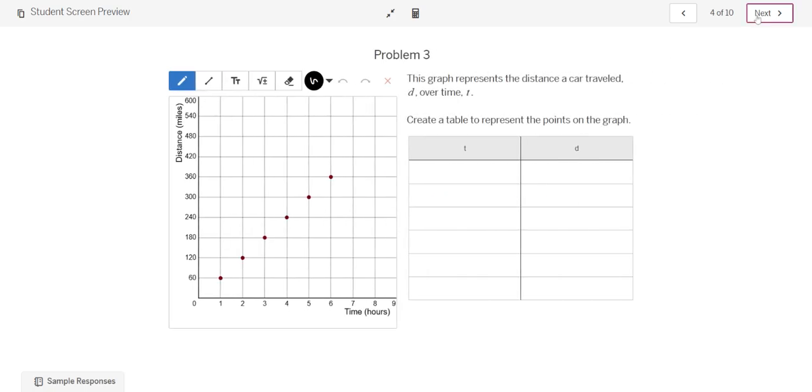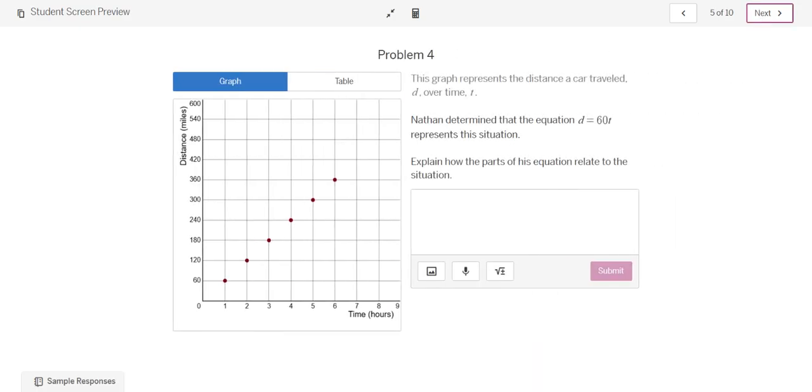Next, we've got now a graph. So 1 was 60. 1, 60. 2, 120. 3, 180. 4, 240. 5 would be 300. And 6 equals 360. Yep. Okay.